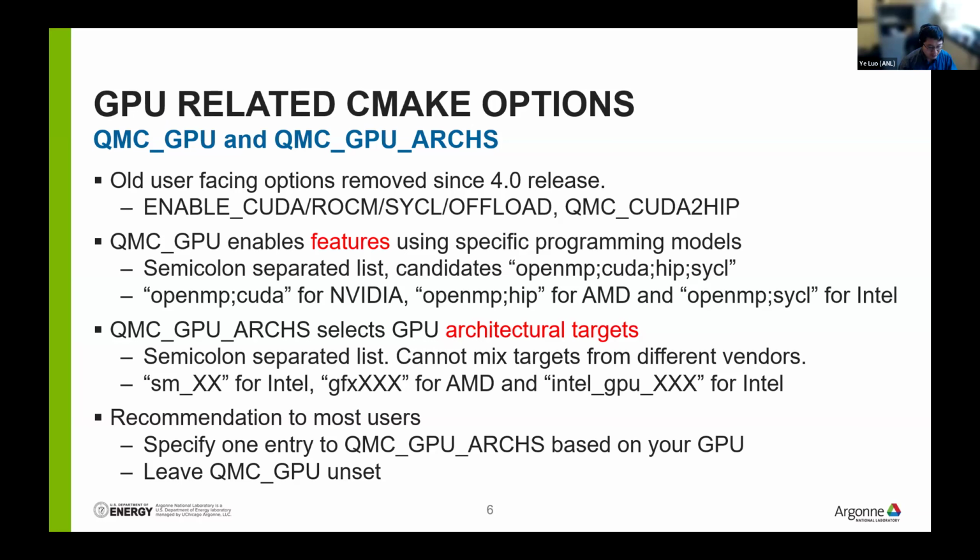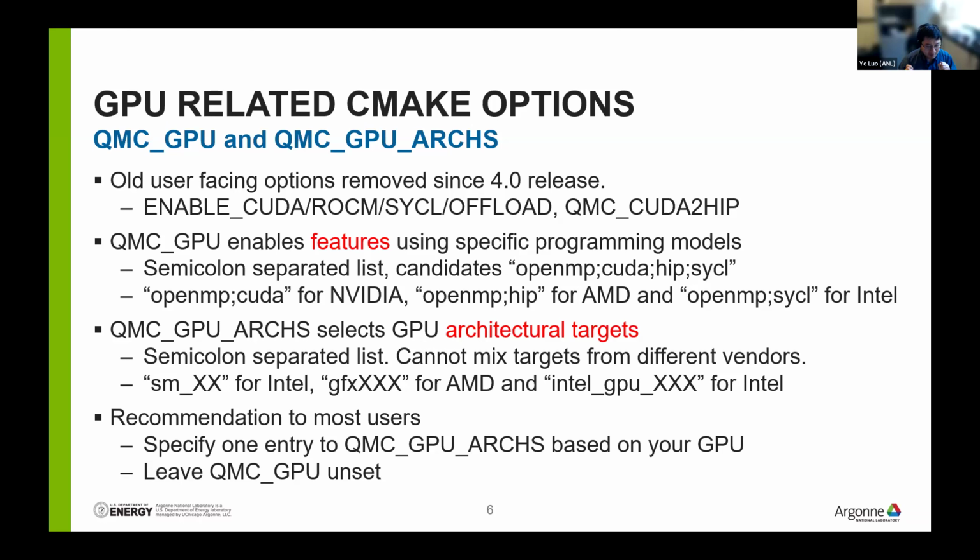The other option we provide is called QMC_GPU_ARCHS. It is used to select the GPU architecture, which generation the hardware is. It is also a semicolon separated list. You can supply multiple entries, but you cannot mix targets from different vendors. Actually, I have a typo. The first one, SMXX, is for NVIDIA CUDA, GFX is for AMD, and the Intel GPU has its own target name.